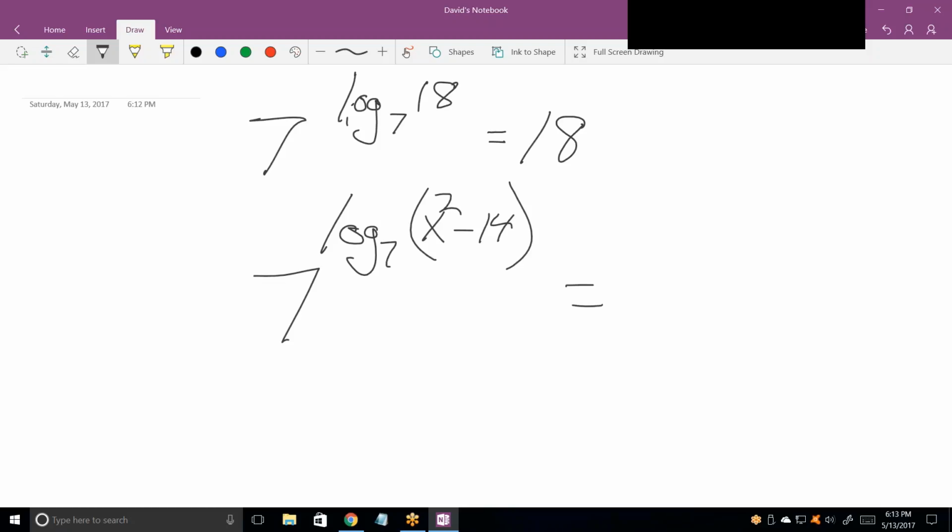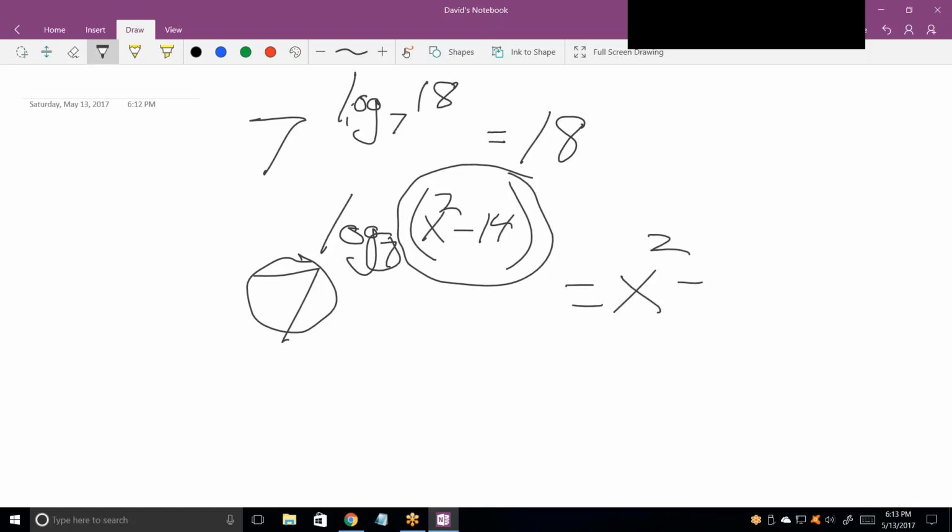Would it be equal to 36? No? In other words, this is the same as that. So what is it equal to? It'd be equal to 1. The argument. What is the argument? That's the argument. Oh, I see. It's equal to x squared minus 14.